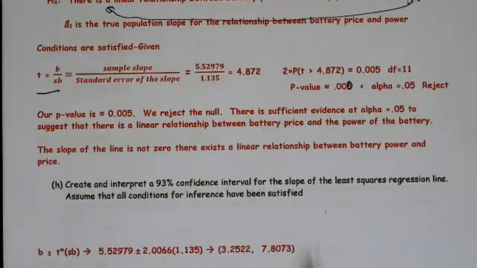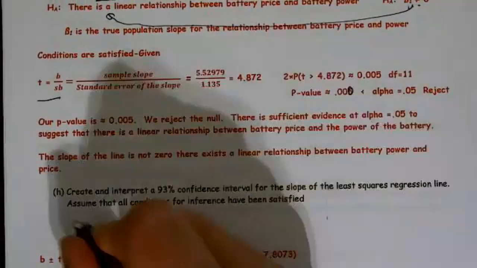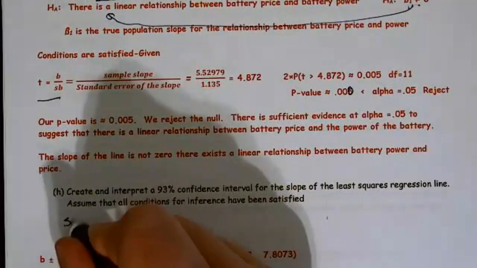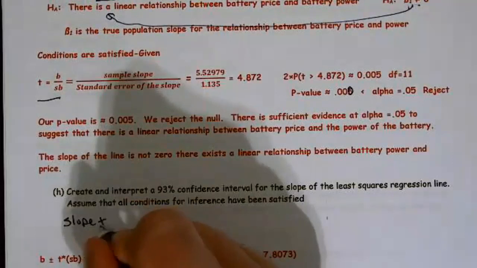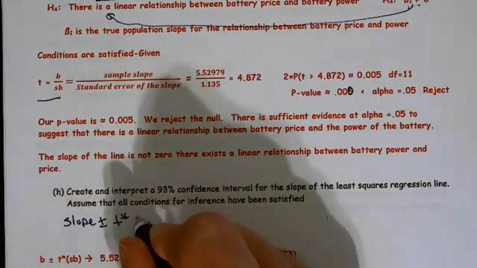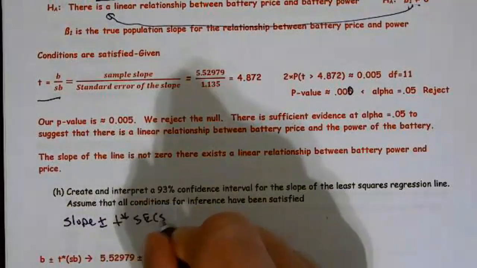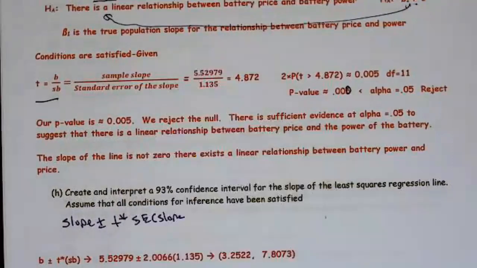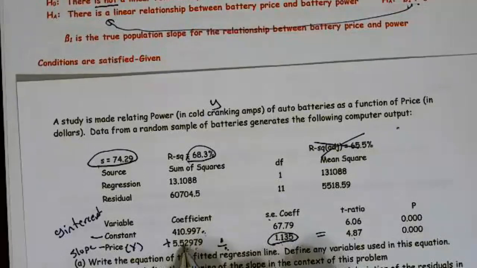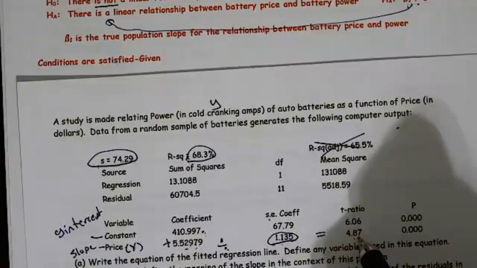Create a 93% confidence interval for the slope of the least squares regression line, assume all conditions have been met. Well, you need to know that slope, this formula is slope plus or minus T star times SE of the slope. So our slope is this, so we write that down. Our SE is that. This is a T statistic. It's not T star. You can't use that here.